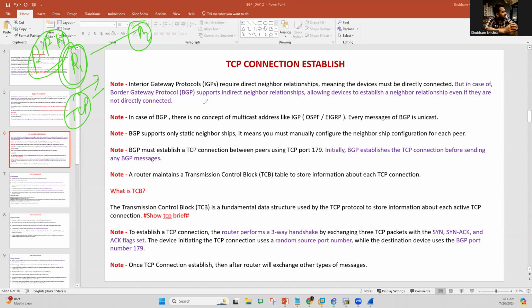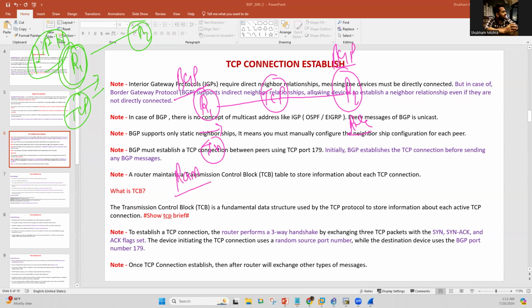See here. For example, this is R1 and this is R2. Let's suppose we configure BGP on R1 and on R2. I'm telling you from scratch, okay? So when you configure BGP, it definitely wants to establish a TCP connection. Between both devices, one device will initiate and the other device will receive. The device that initiates the TCP connection uses a random port number, and the destination device uses the TCP port number, that is 179.